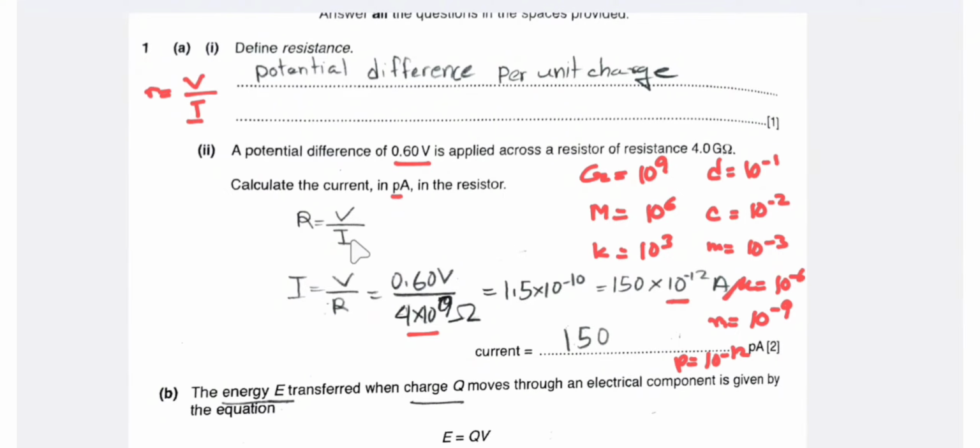Resistance is equal to voltage divided by current, so current is equal to voltage divided by resistance. We know the value of voltage and the resistance, and the resistance is in giga, that is 10 to the power 9 ohm. After calculating, we get the current as 1.5 into 10 to the power minus 10, or 150 into 10 to the power minus 12. Since 10 to the power minus 12 is pico, the current is 150 picoampere.